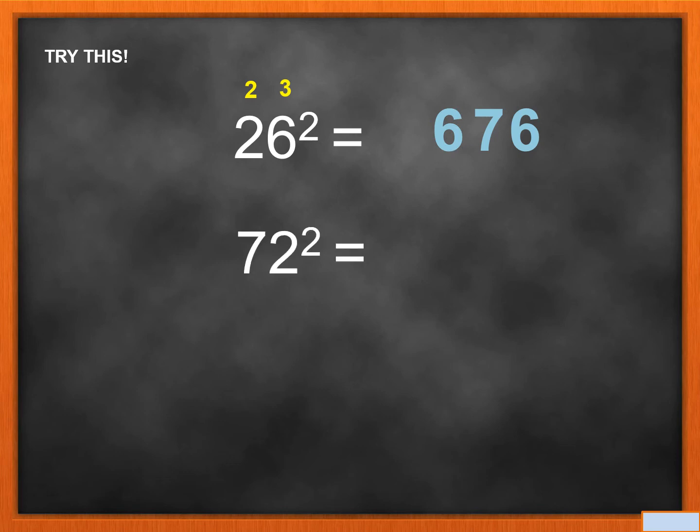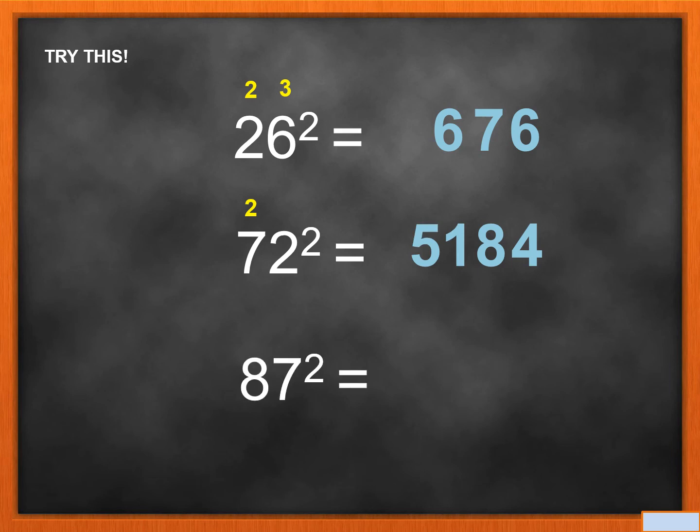Okay, another one. 2 squared is 4. Write down 4. 7 times 2 is 14, times 2 is 28. Write down 8. Carry 2. 7 squared is 49, plus 2 is 51. And 87 squared. Okay, 7 squared is 49. Write 9. Carry 4. 8 times 7 is 56, times 2 is 112, plus 6 is 116. Carry 11. Then 8 squared is 64, plus 11 is 75.